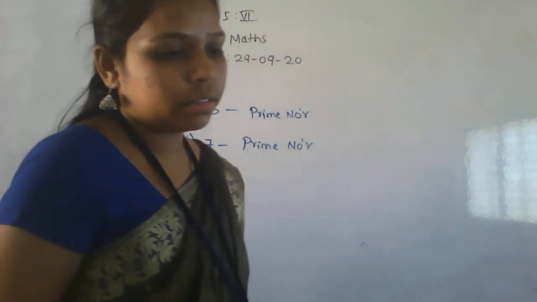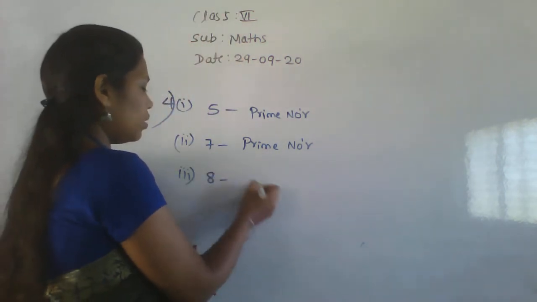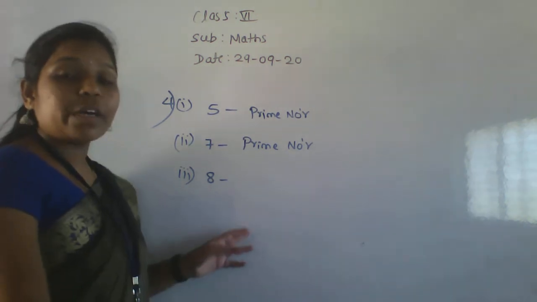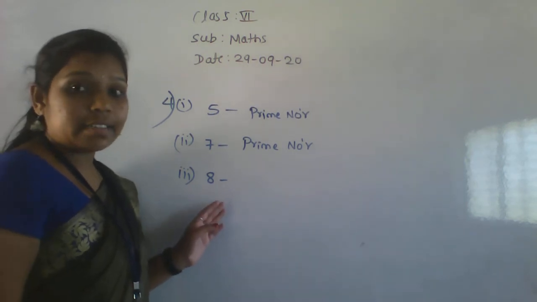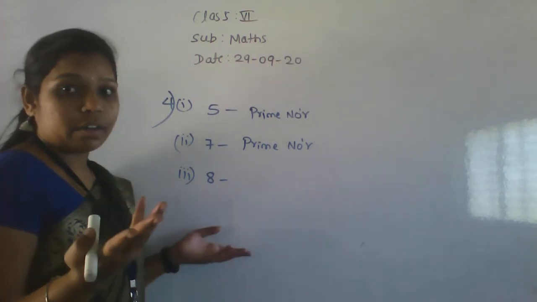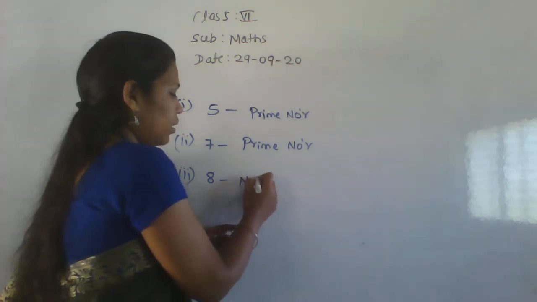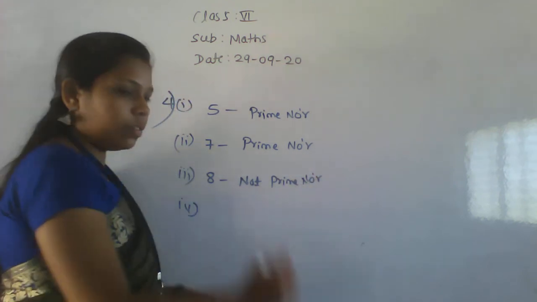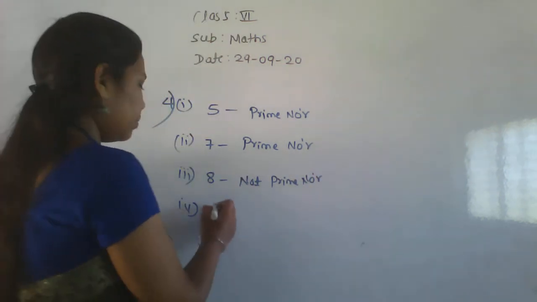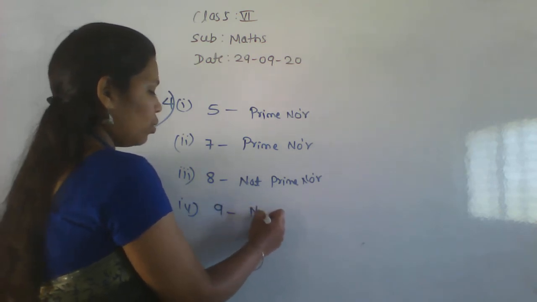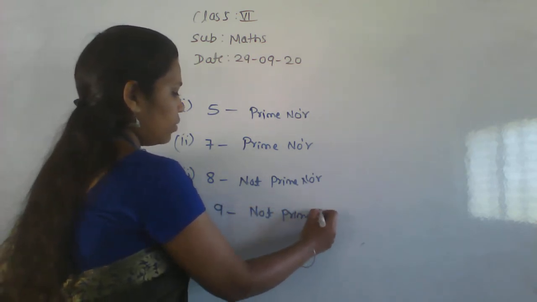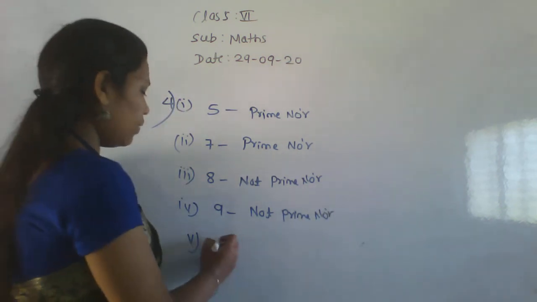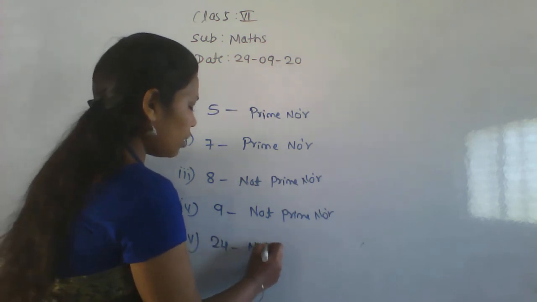Third one, 8. Whether 8 is a prime number? No, because 8 is divisible by 2 and 4. So it is not a prime number. Fourth one, 9. 9 is also not a prime number. Fifth one, 24. It is also not a prime number.